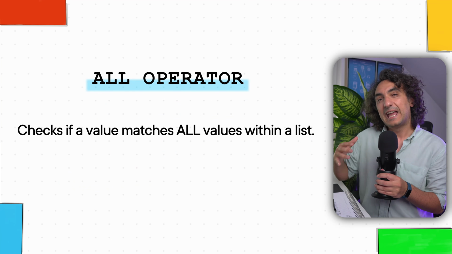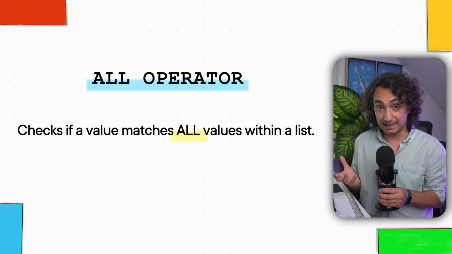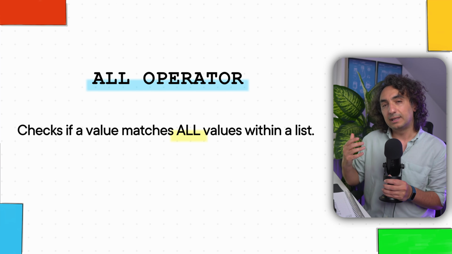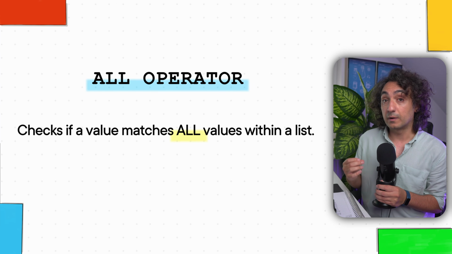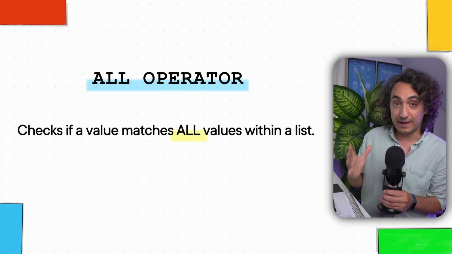Alright, now we have another operator that is similar. We call it the ALL operator. We can use it in order to check whether a value matches all values in a list. That means we can use it if we need to check whether a condition is true for every value in a list.